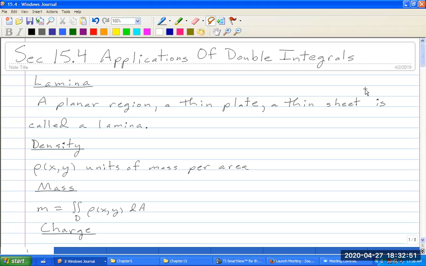So it's theoretical, it's idealized. Density: we will denote the density of this lamina as rho of x y, and the units are mass per area. So if I want to determine the mass, then I would just take the integral over the region D of rho of x y. That's if I want to figure out the mass of some region D having density rho.